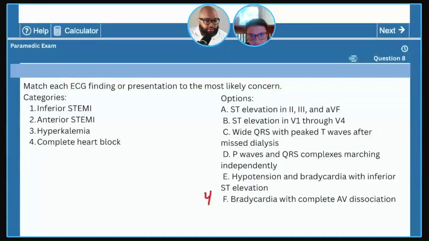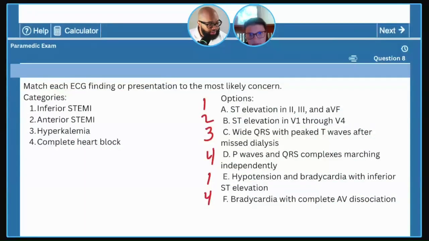So that is a third degree, so complete heart block. Okay. Hypotension and bradycardia with inferior ST elevation is 2, 3, aVF, so we're looking at 1. P waves and QRS complexes marching independently, that's a complete heart block. Wide QRS with peaked T waves after missed dialysis is 3. ST elevation in V1 through V4 is going to be anterior. And ST elevation in 2, 3, aVF is going to be inferior. Okay, so 1. Good.